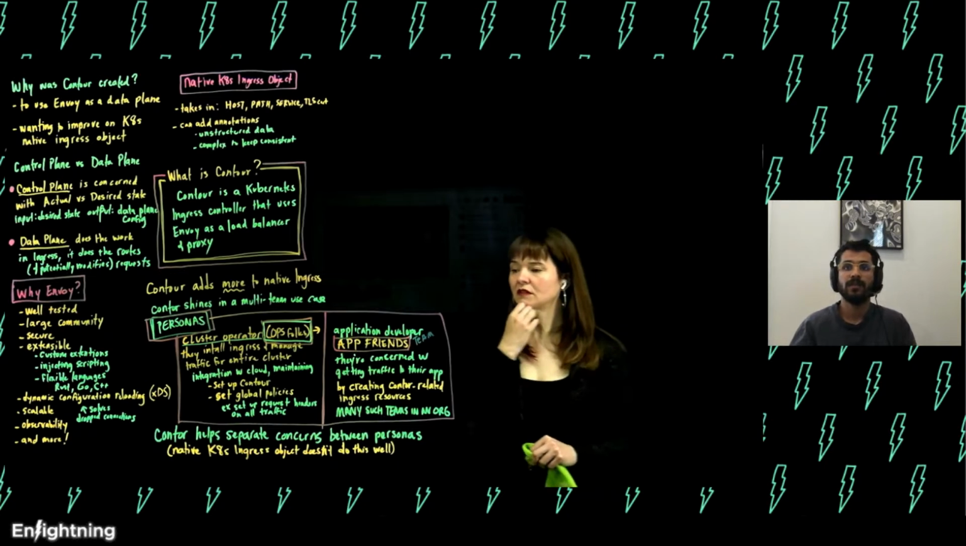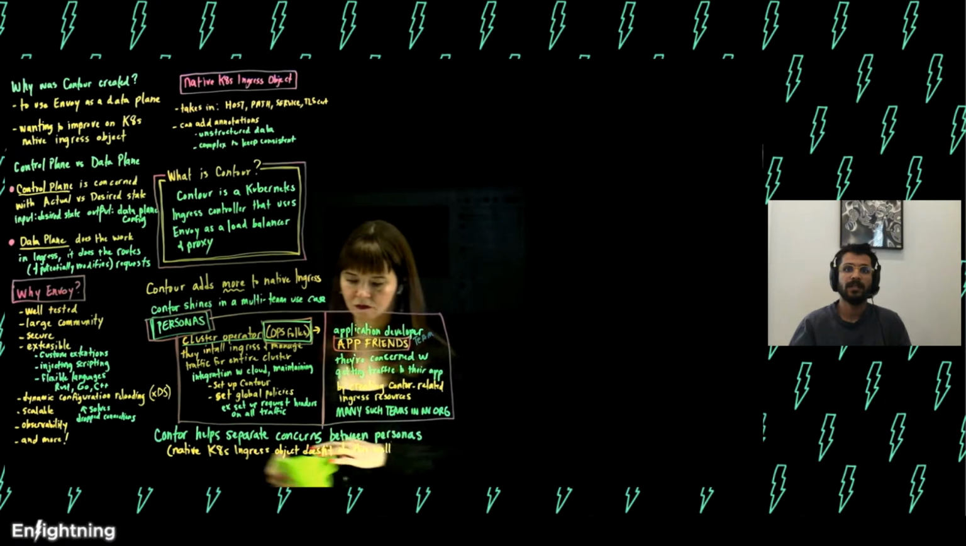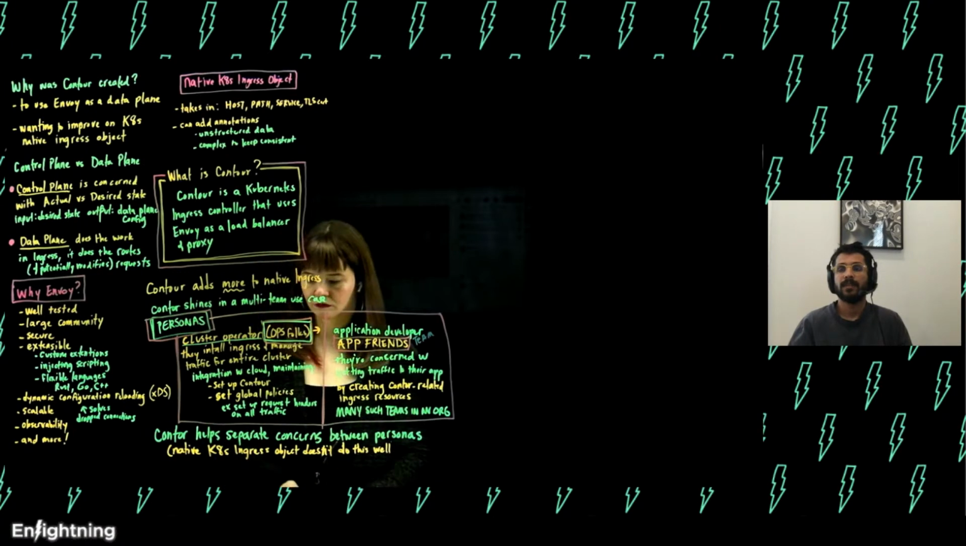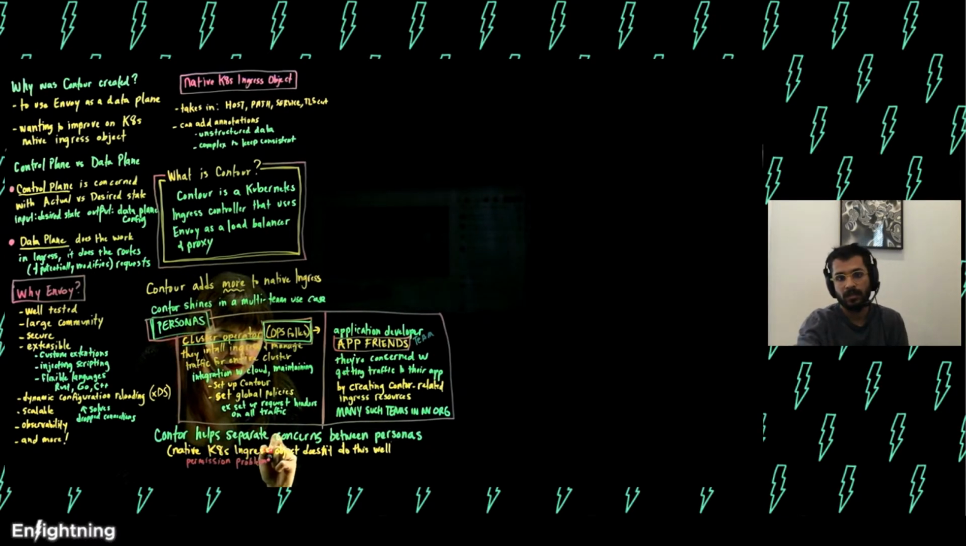Also the permissions model in Kubernetes with these sort of resources can be improved upon with the way that Contour structures its custom resource. Permission problems, routing granularity problems.